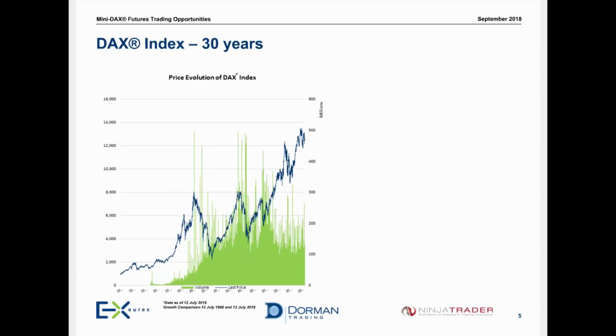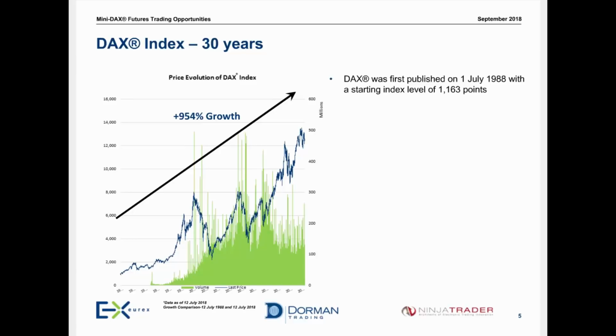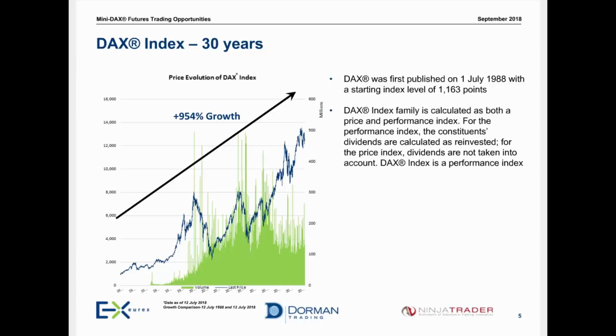Now let's talk about the DAX itself. It's been around for 30 years. It's really an impressive index when you look at some of the characteristics behind it. I mean, look at that growth. It's over 950% growth. Let's talk about how it started. It was first published on the 1st of July 1988 with a starting index level of 1163.